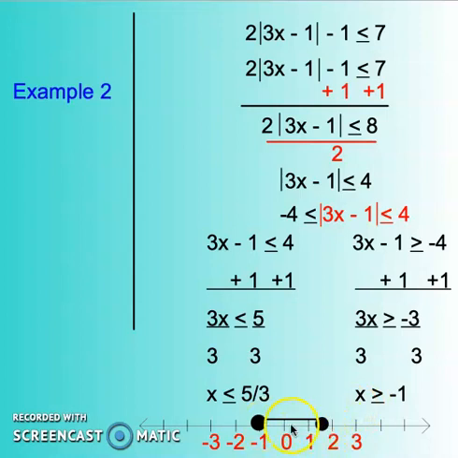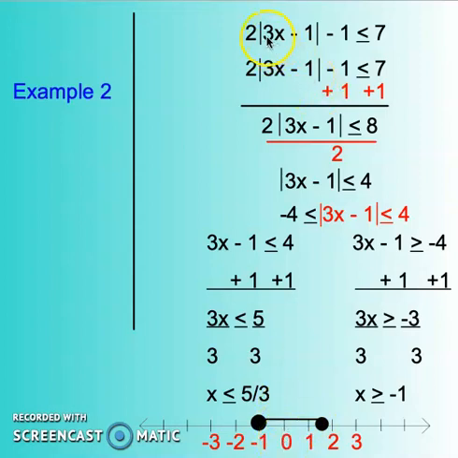But look, they actually have an intersection. And what that means is they have a smaller amount of solutions that will actually work for this. Their solutions are only where they intersect. So if I choose like 0, 0 is one of the solutions.